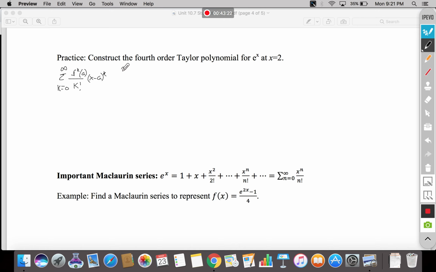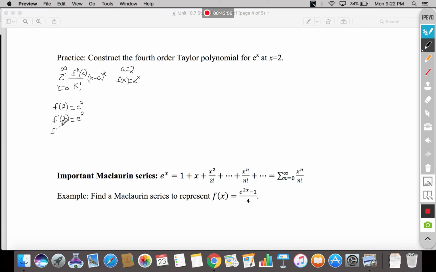In this case, we're looking at an a value of 2. We still need to come up with all of these derivatives at a. We're going to start with f of 2. We know that f, in this case, our function, is e to the x. So f of 2 would give us e squared. We need the derivative of f at 2. Well, what's the derivative of e to the x? It's just e to the x. So this derivative at 2 is going to be e squared.